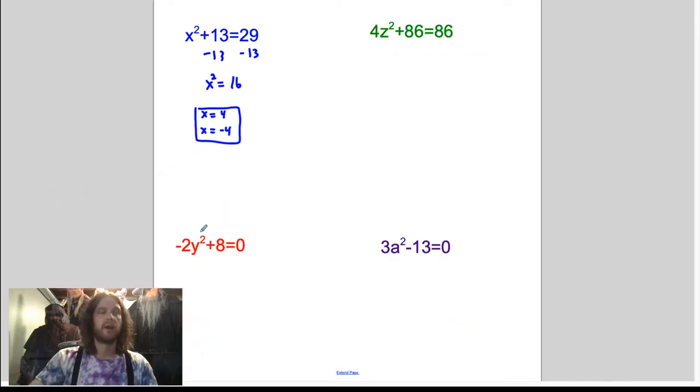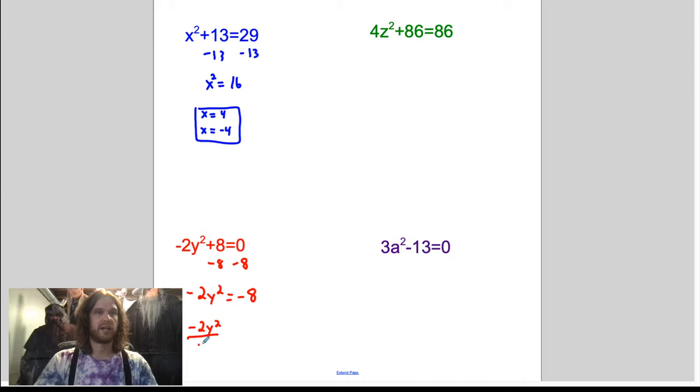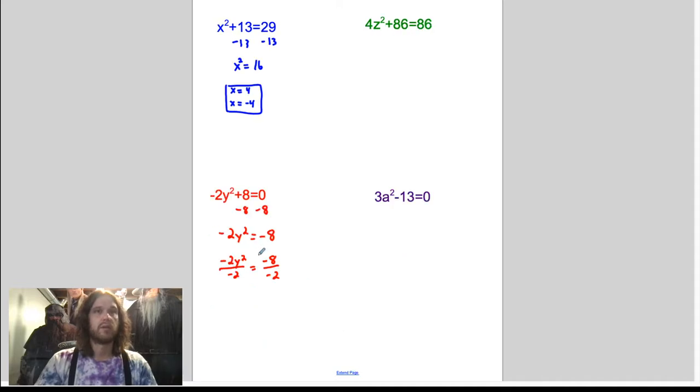Let's do the red one next. This one's great. All right, I want to get y squared by itself, which means I need to move the constant over to the other side, just like we were solving in linear equations. We'll end up with negative 2y squared is equal to negative 8. Now, to get y squared by itself, we're multiplying y squared by negative 2. What undoes multiplication by negative 2? That would be division by negative 2, right? So negative 2 divided by negative 2 is 1. So we'll get 1y squared is equal to negative 8 divided by negative 2, which is positive 4.